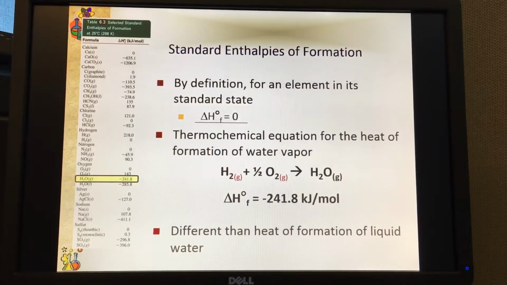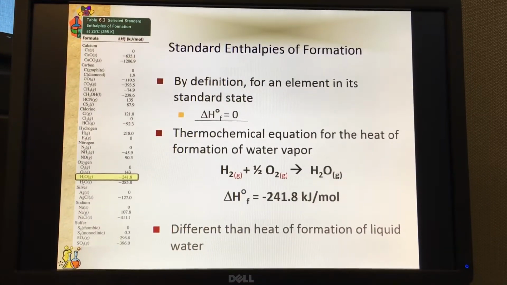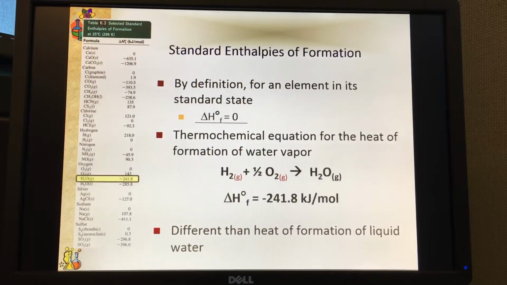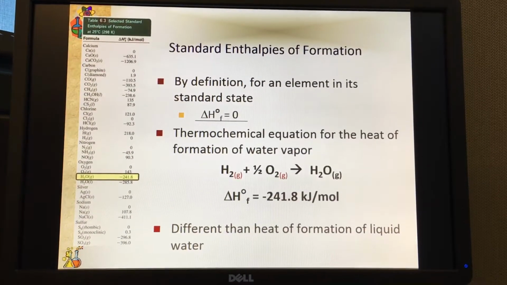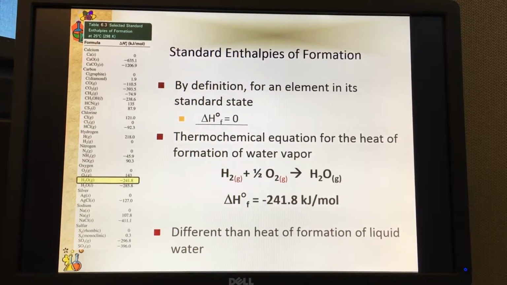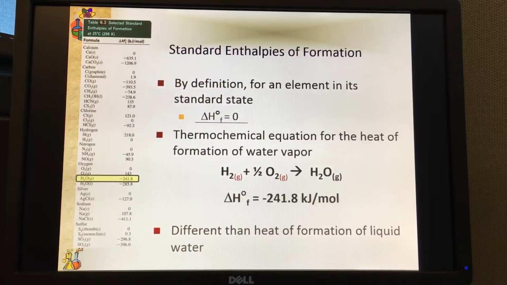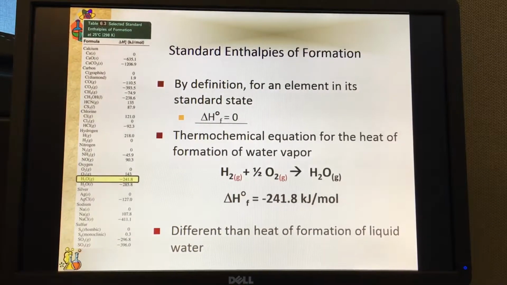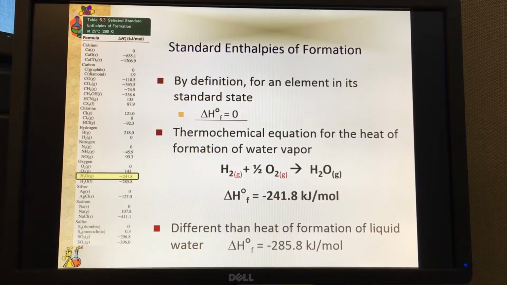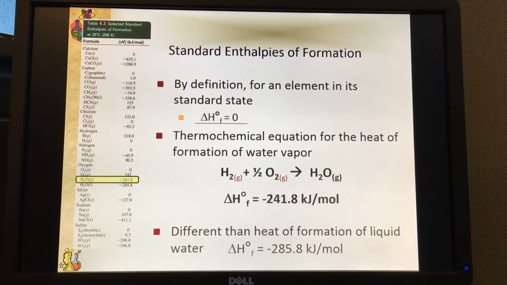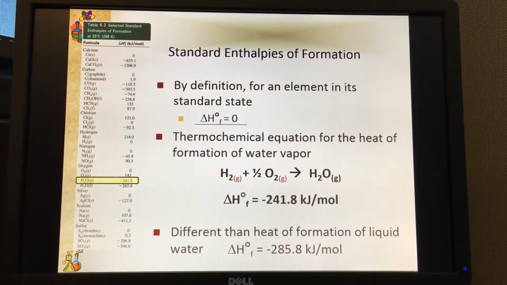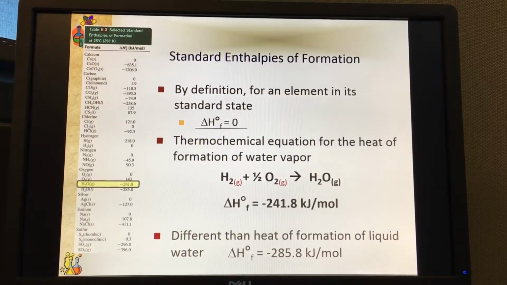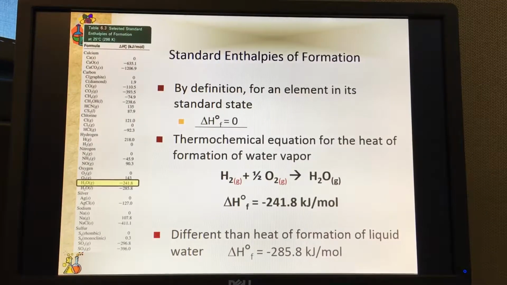It's important to note that the enthalpy of formation of gaseous water is different than the enthalpy of formation of liquid water. It's also different than the enthalpy of formation of solid water, since gas, liquid, and solid have different heats associated with them, as the molecules move at different rates. States of matter are very important for standard enthalpies of formation. The standard enthalpy of formation of liquid water is negative 285.8 kilojoules per mole, slightly different than the standard enthalpy of formation of gaseous water.